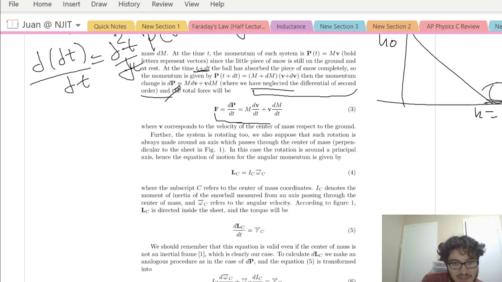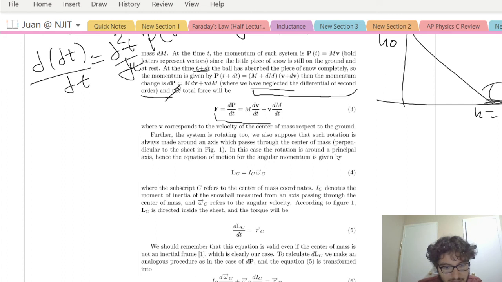So the angular momentum is Ic omega c, where Ic is the moment of inertia of the snowball measured from an axis passing through the center of mass, and omega c refers to the angular velocity. That's the angular momentum. So the derivative of the angular momentum is the torque. And since the derivative of angular velocity is angular acceleration, you get the torque.